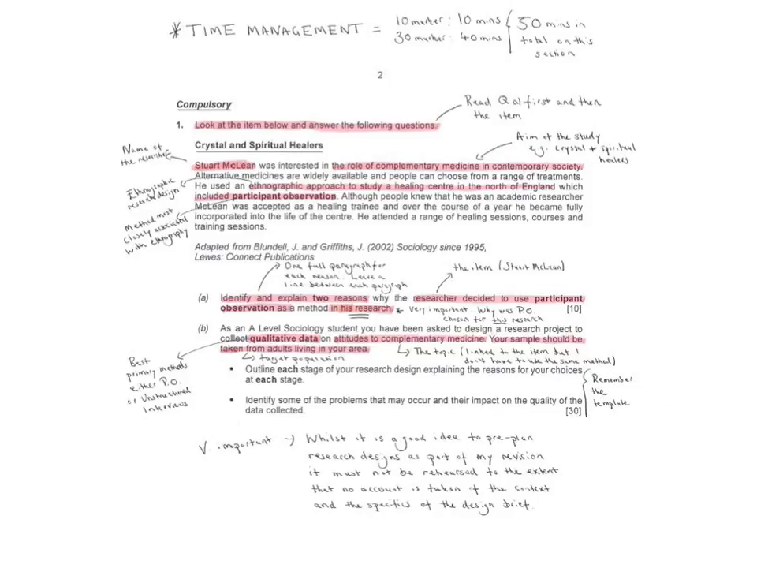And what you need to be thinking when you turn over to this first section is the importance of time management. So for this particular section, you should spend about 10 minutes on the 10-marker, and then a further 40 minutes on the longer 30-mark question. So you need to be using 50 minutes of your 2 hours on the research method section.